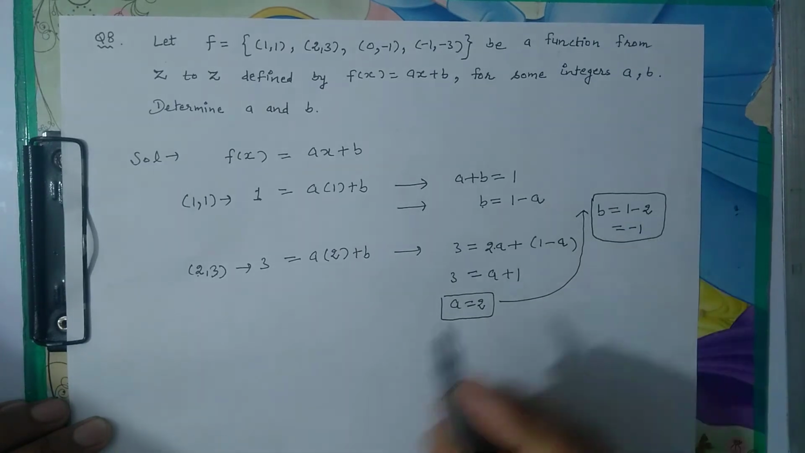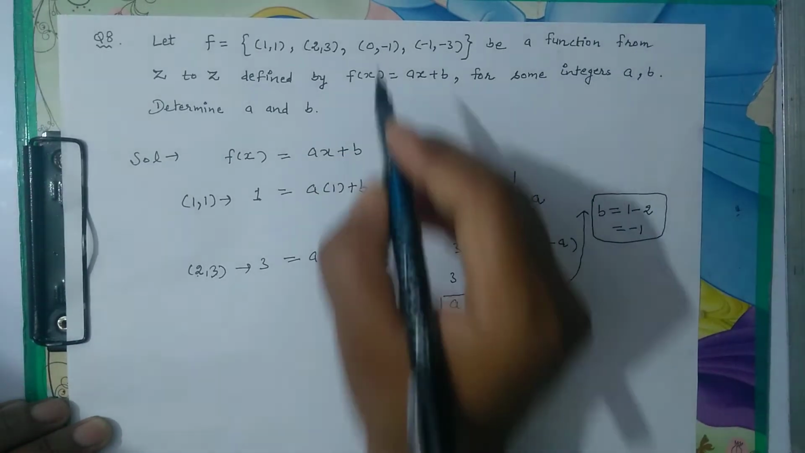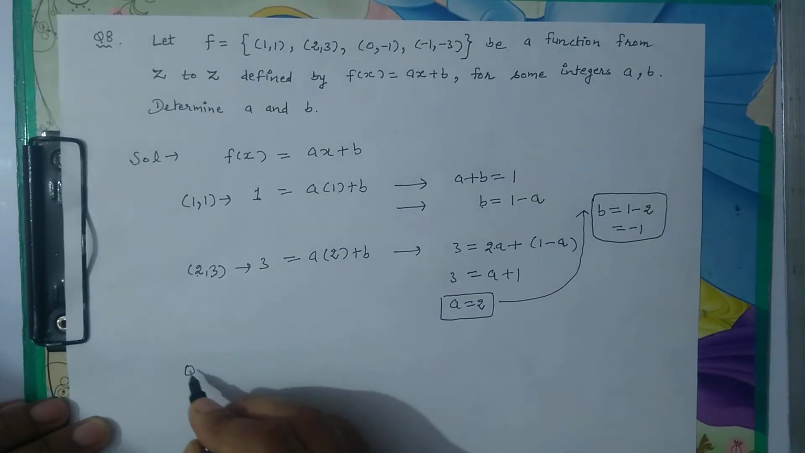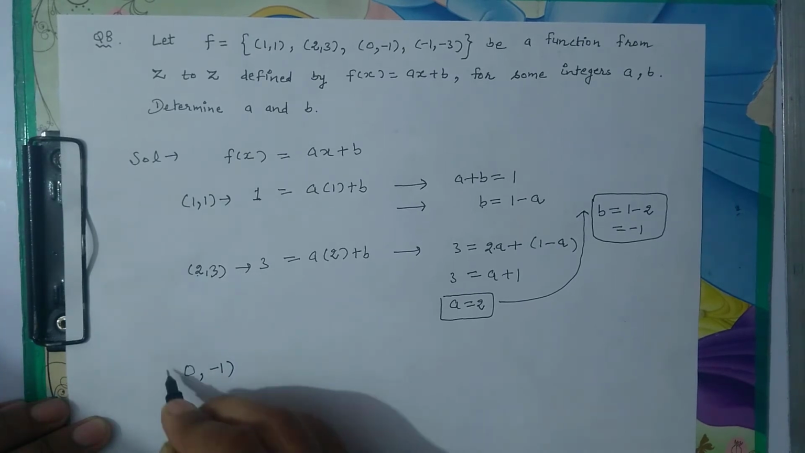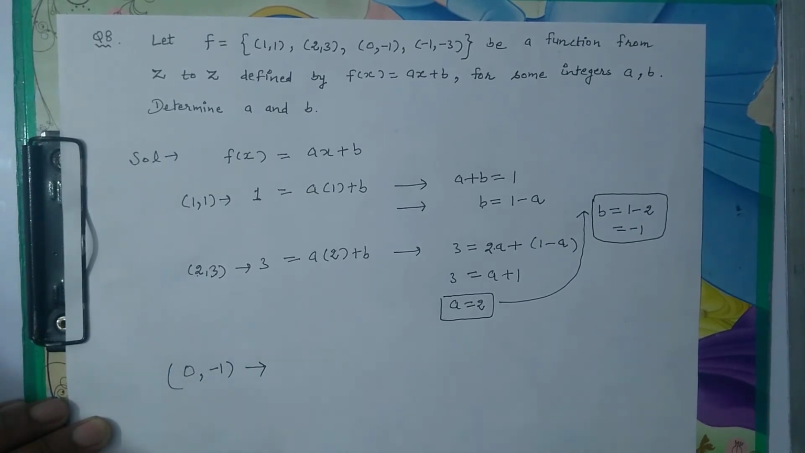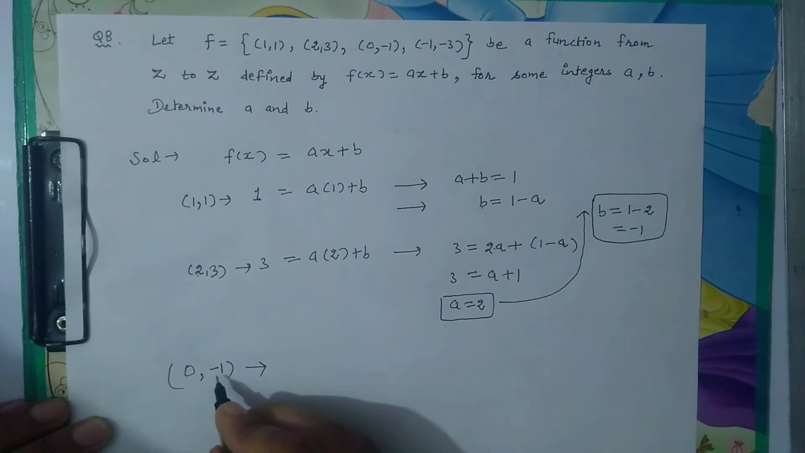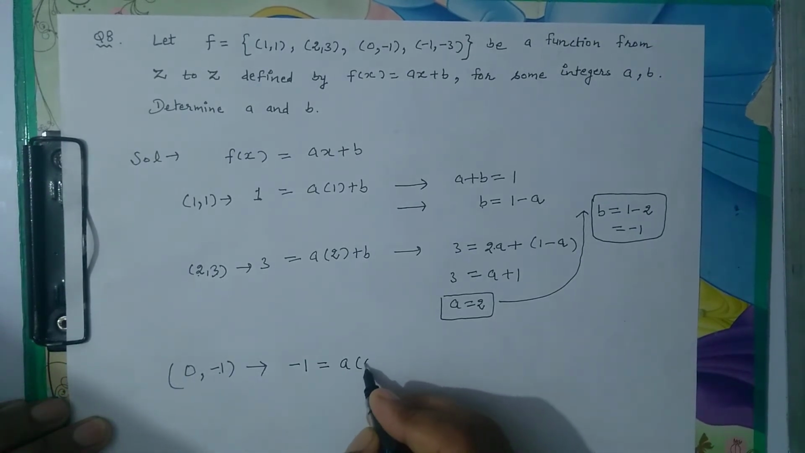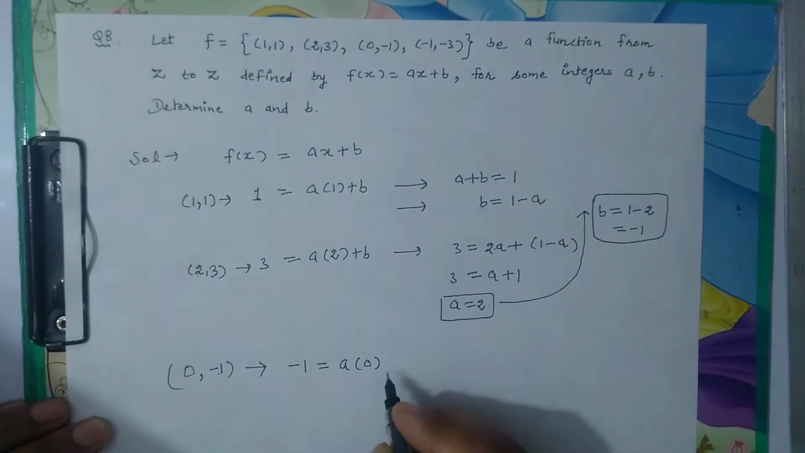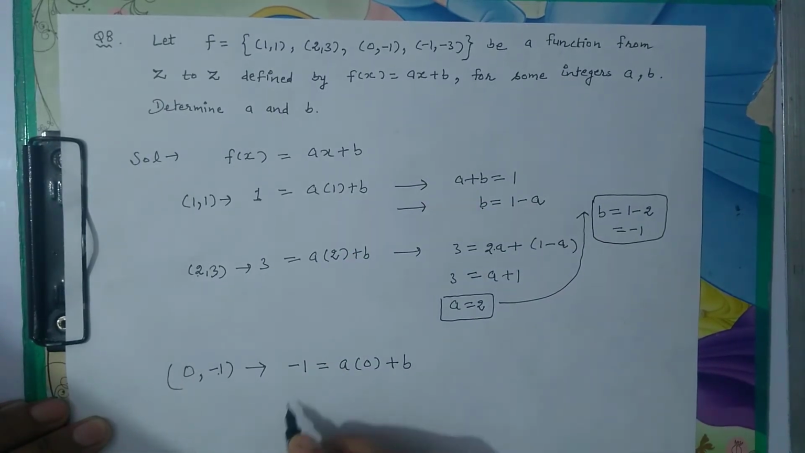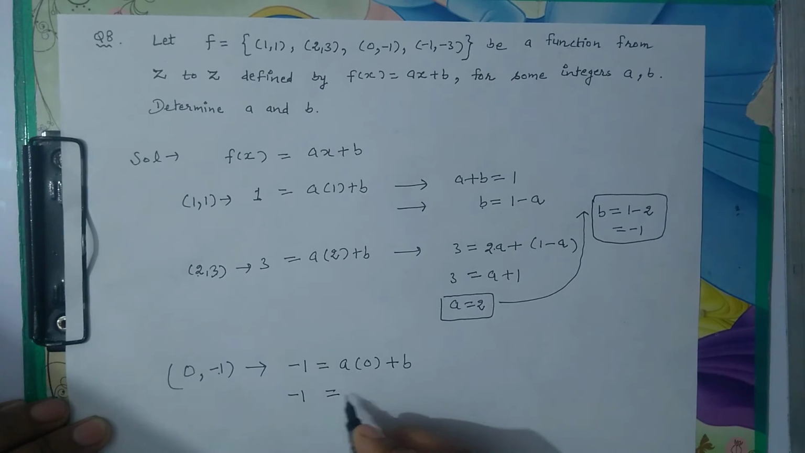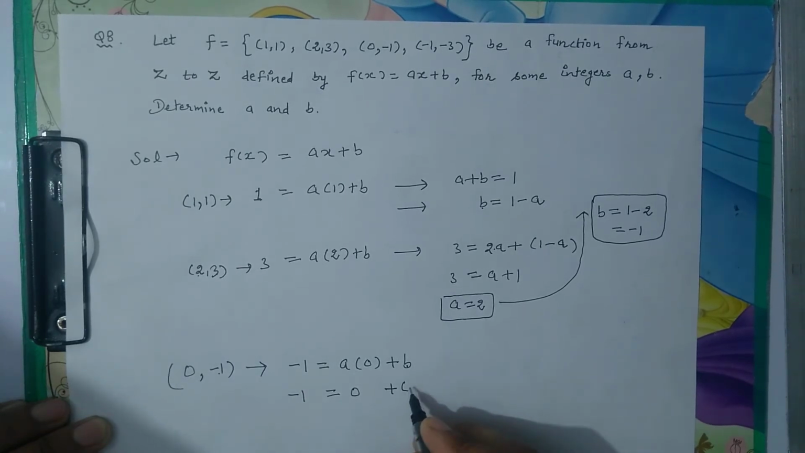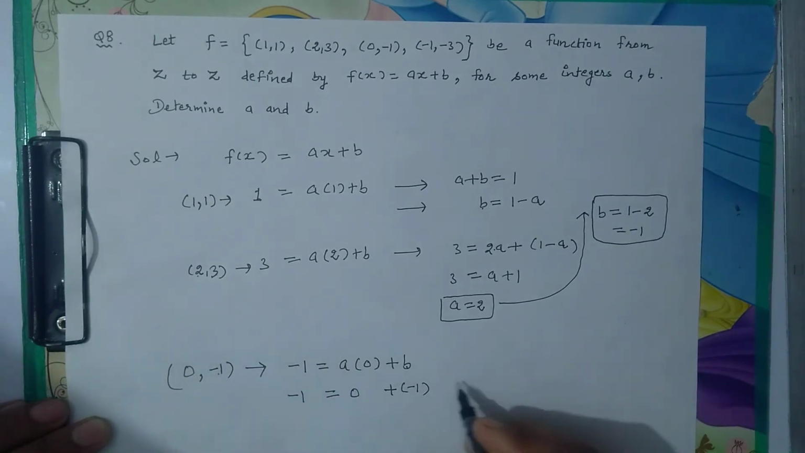So let us check, let us verify with third ordered pair, which is 0 comma minus 1. That is, put y is equal to minus 1 is equal to a into 0 plus b. That means minus 1 is equal to 0 plus b. What is b? This is also minus 1. Verified.